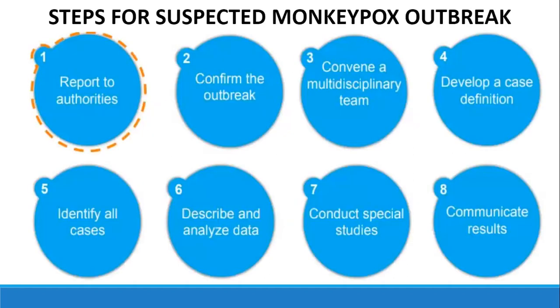So what are the steps we have to take? We suspect a monkeypox outbreak. First, we have to report to the authorities. Then we have to confirm the outbreak. Then convene a multidisciplinary team, which is the RRT, the Rapid Response Team, in India. Then develop a case definition according to the country guidelines. Then identify all the cases, describe and analyze data, conduct special studies, and communicate the results.